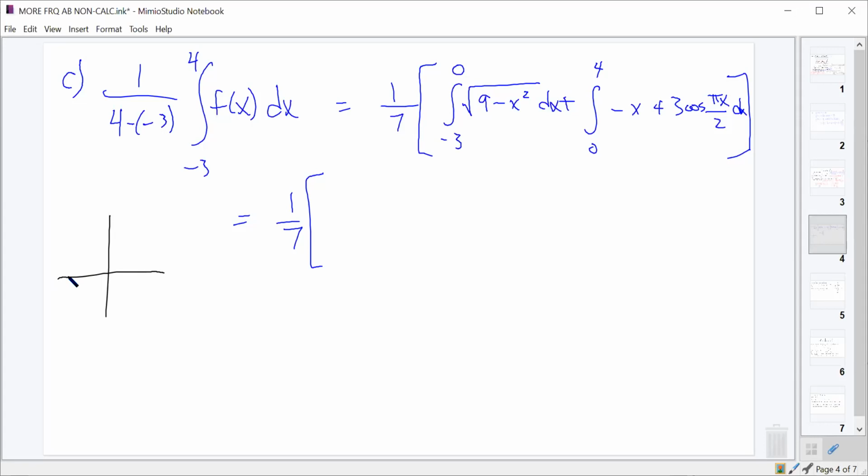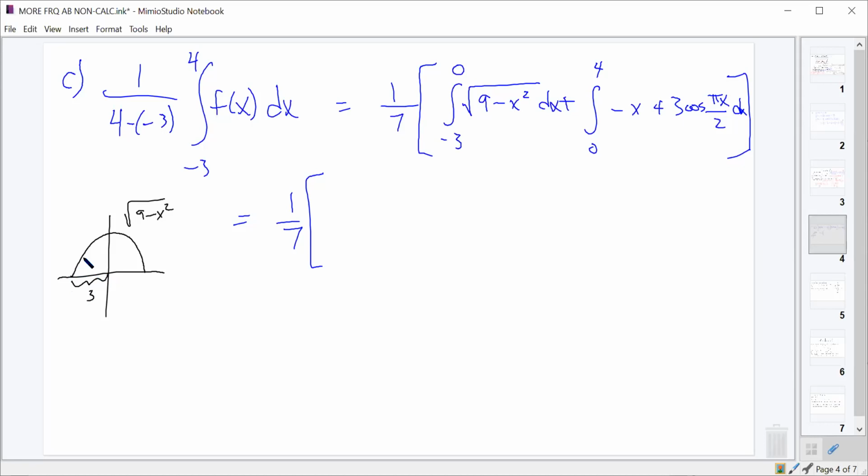What does the square root of 9 minus x squared look like? We've talked about this many times. The square root of something squared minus x squared is a semicircle. But yes, this is a semicircle with a radius of 3. So this is the point -3, 0.